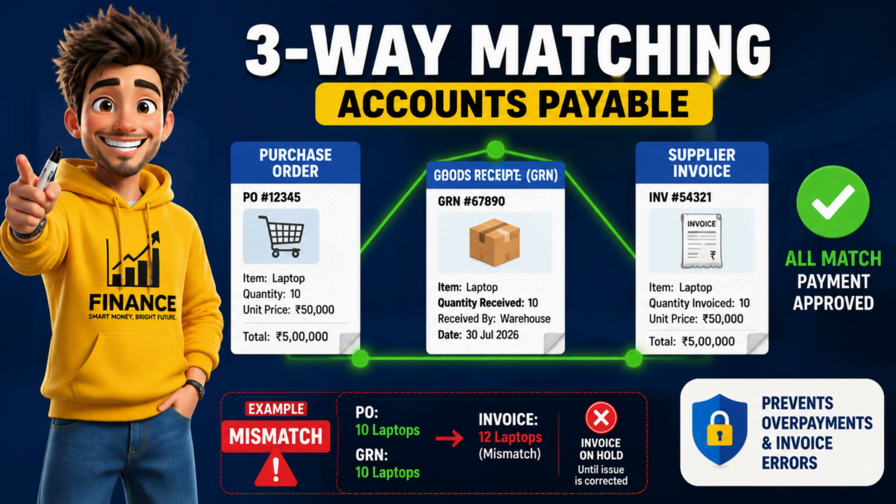But imagine the supplier accidentally invoices for 12 laptops instead of 10. The purchase order says 10. The GRN says 10 received. The invoice says 12. Immediately, the system identifies a mismatch and the invoice is placed on hold until the issue is corrected. That's why three-way matching helps prevent overpayments and invoice errors.